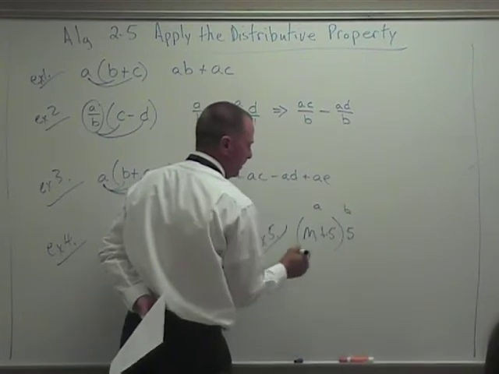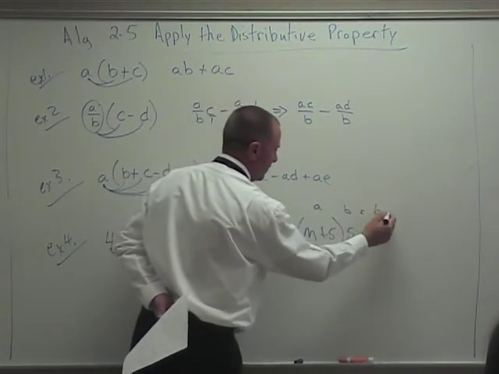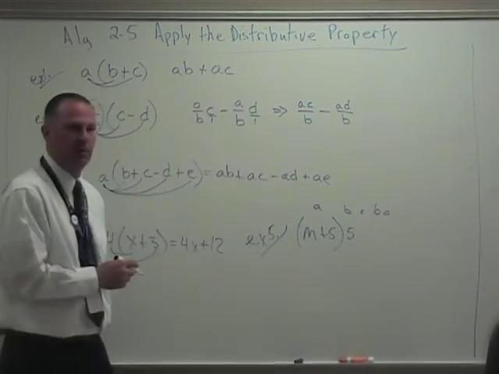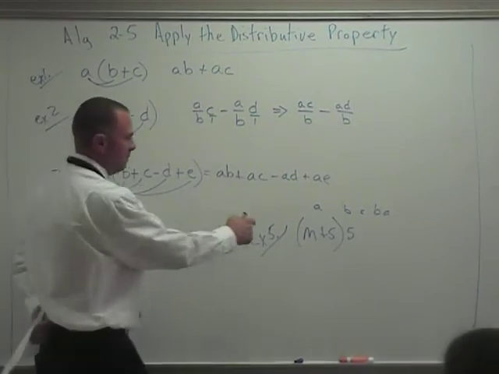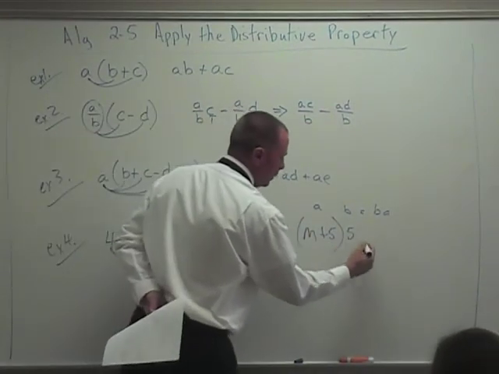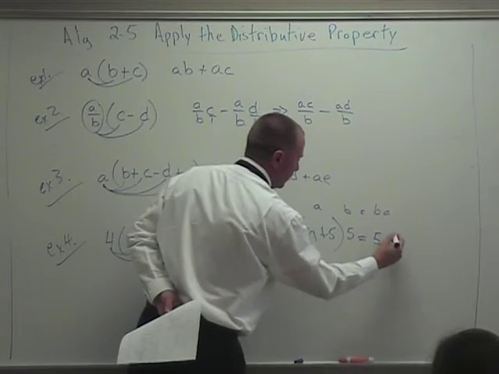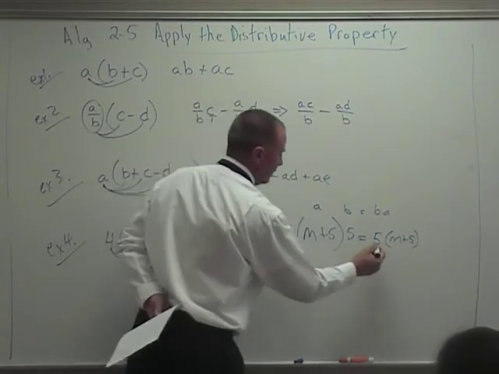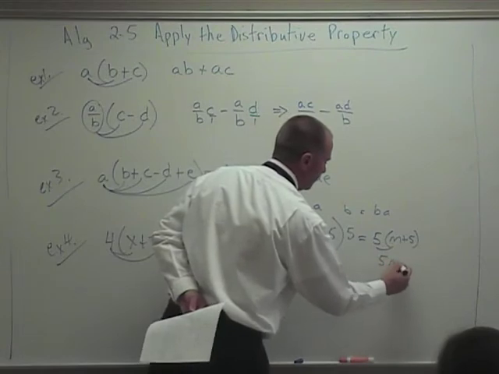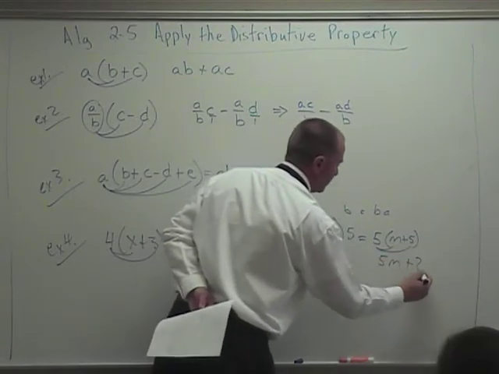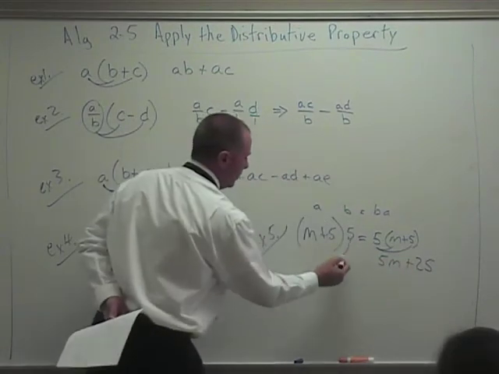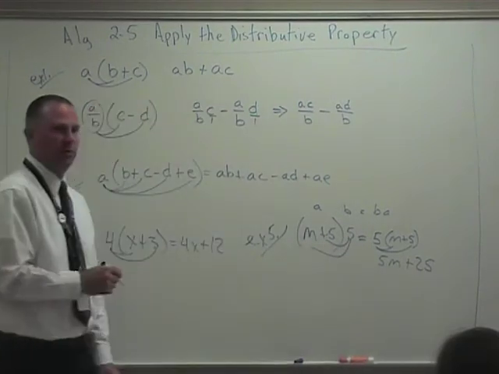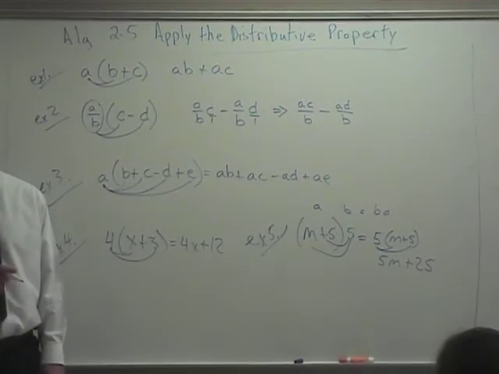A times B. That's the same thing as B times A, commutative property of multiplication, correct? So if this bothered you that this was on the right, you could have changed that and put it on the left. And continued to do that. 5 times m is 5m plus 5 times 5 is 25. It does not matter what the order is. Okay? You get the same answer, yes.